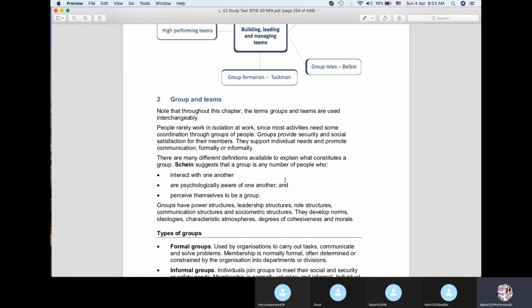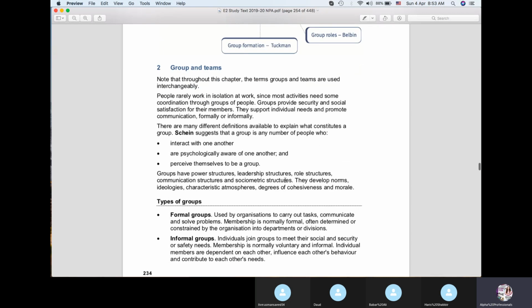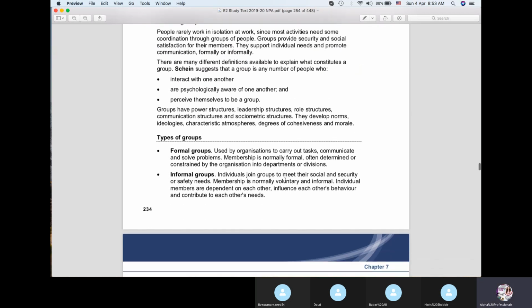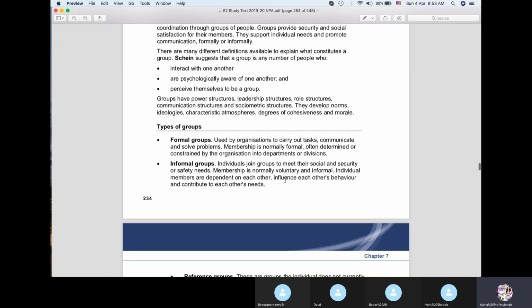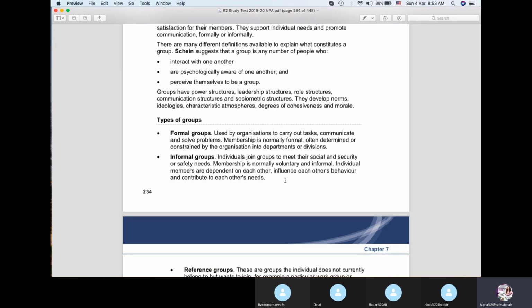So, the types of groups are formal groups, informal groups, reference groups, and then self-directed and autonomous groups. So, what are formal groups? Formal groups are used by the organization to carry out tasks, communicate, and solve problems. These are the groups which the organization creates.